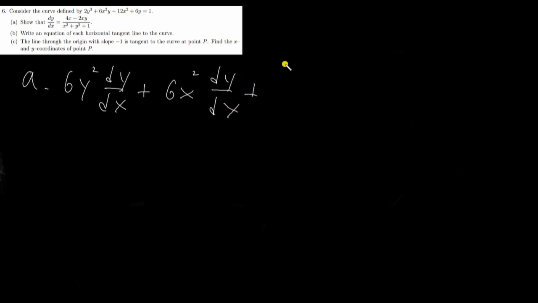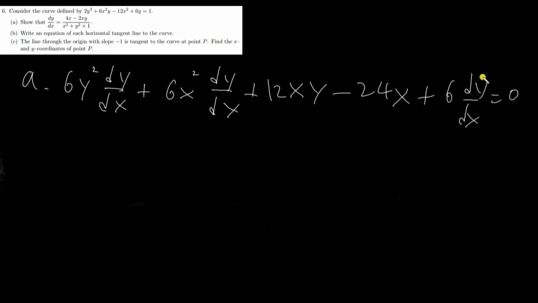So this here is going to be 6y squared dy dx plus, and then here I'm going to have to use the product rule. First I'll keep the 6x squared and take the derivative of y, which is dy dx. Next I'll keep the y and take the derivative of 6x squared, which is 12x times the y, of course. And then the derivative of 12x squared is just the normal negative 24x. And then the derivative of 6y is 6 dy dx, and the derivative of 1 is 0.